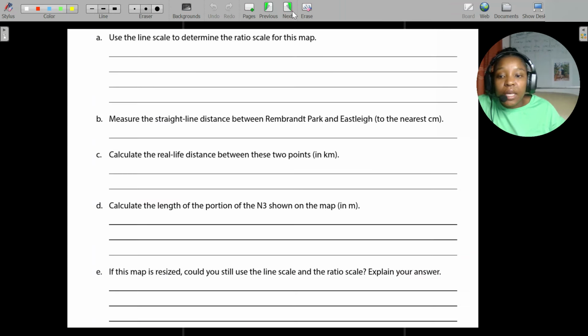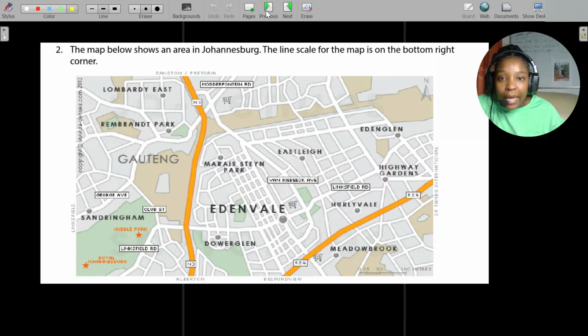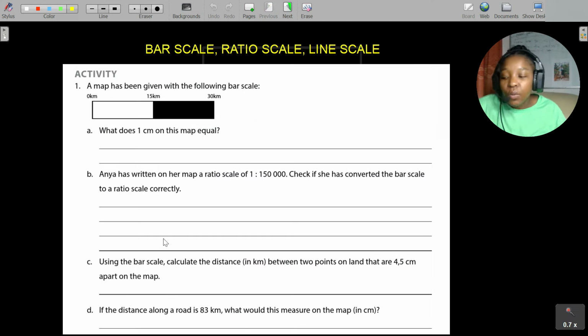Make sure that you're taking a screenshot of all these pages that I'm showing on the screen right now, because we are going to be answering them together. So please make sure that you do them on your own, and then we get started.